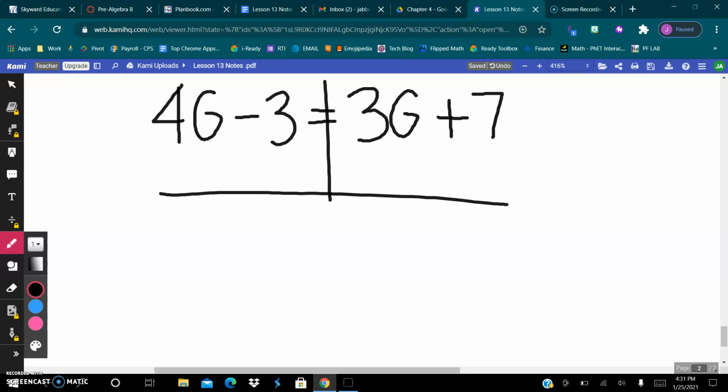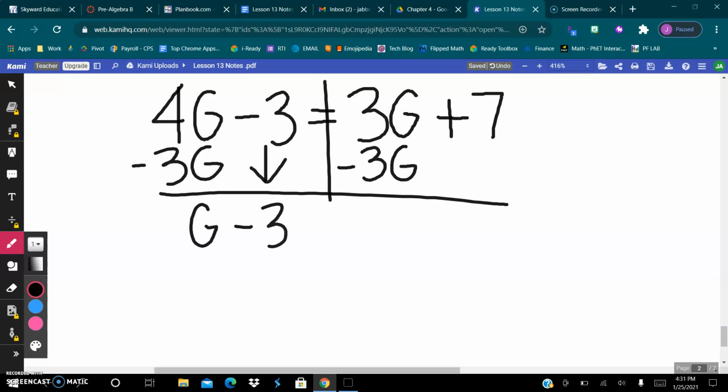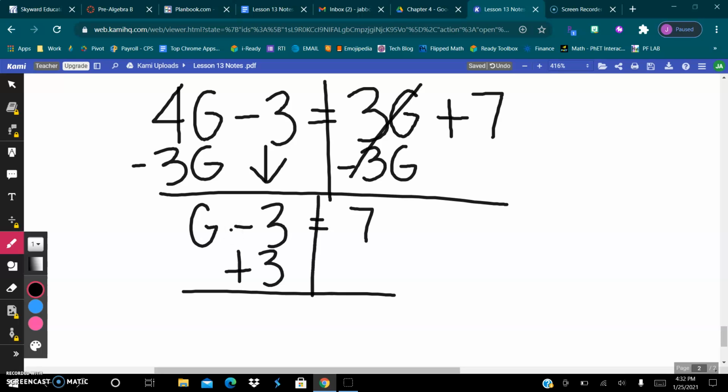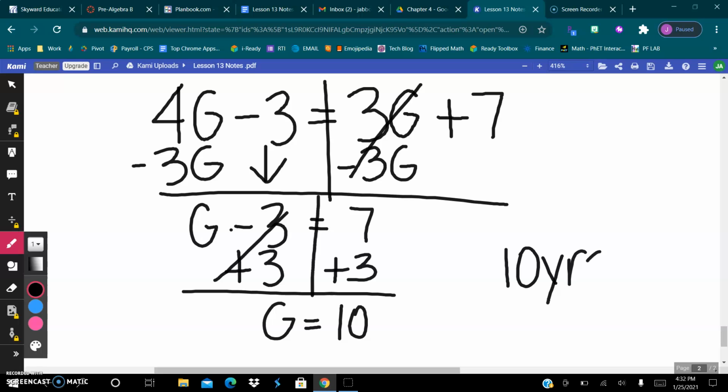So I have a 4G and a 3G. I'm going to move the 3G just so I don't have to work with negative numbers. So it's positive. I'm going to subtract it from both sides. And 4G minus 3G is 1G. Bring down that minus 3 that's left. These guys cancel and we have a positive 7 left on that side. And then I have to add 3 to both sides to get rid of that minus 3. So those guys would cancel. And 7 plus 3 is 10. So Greg is 10 years old.